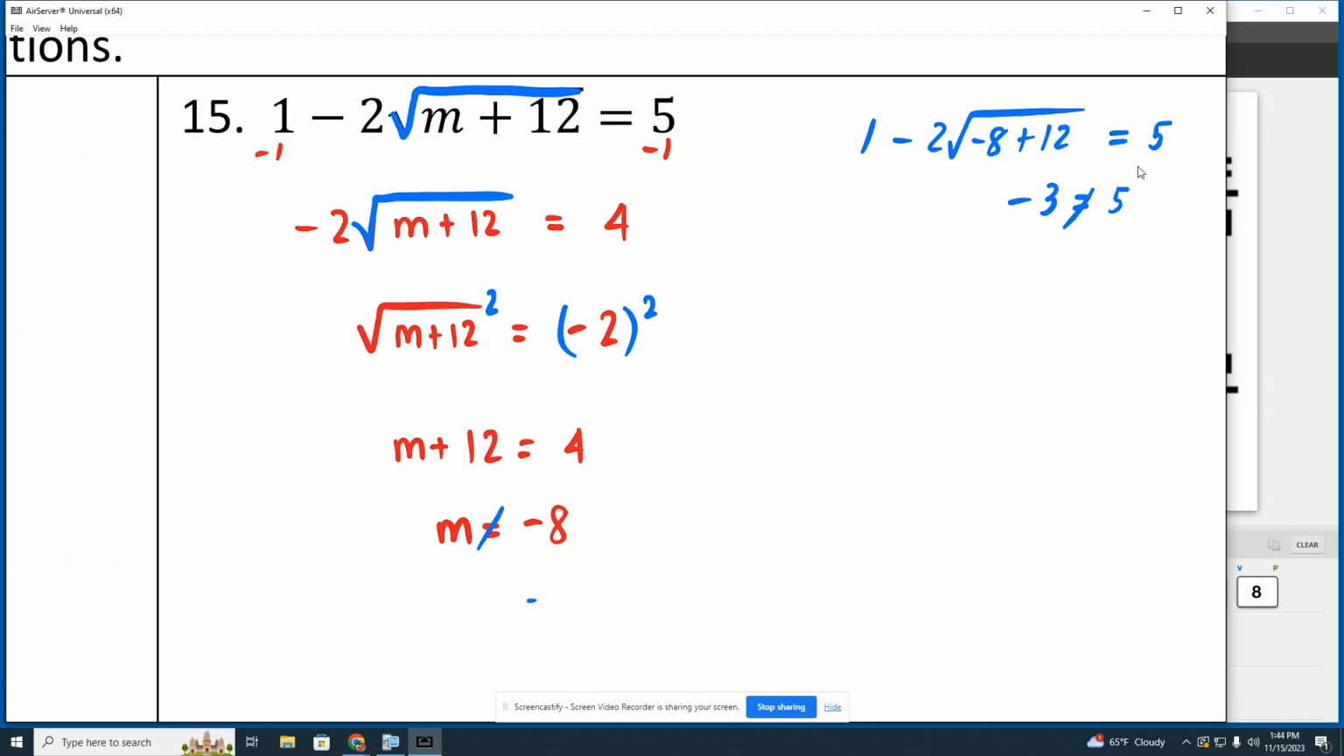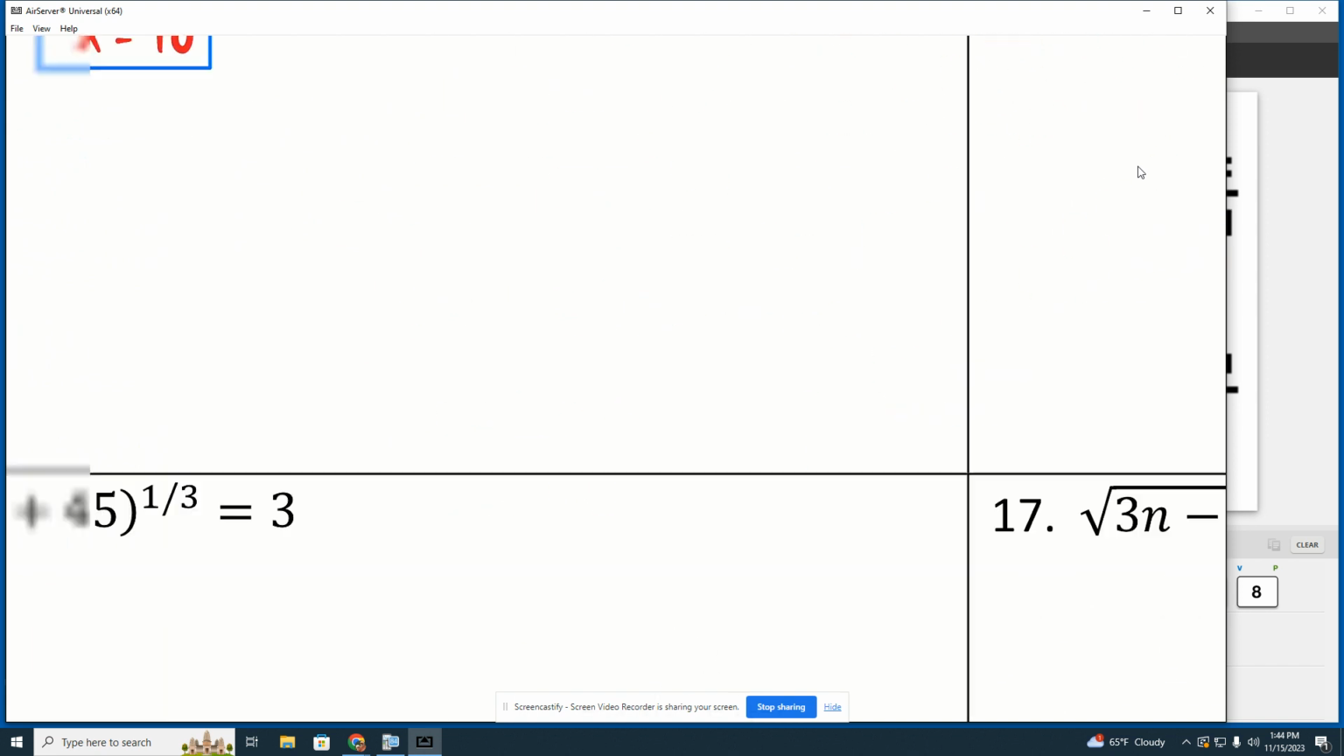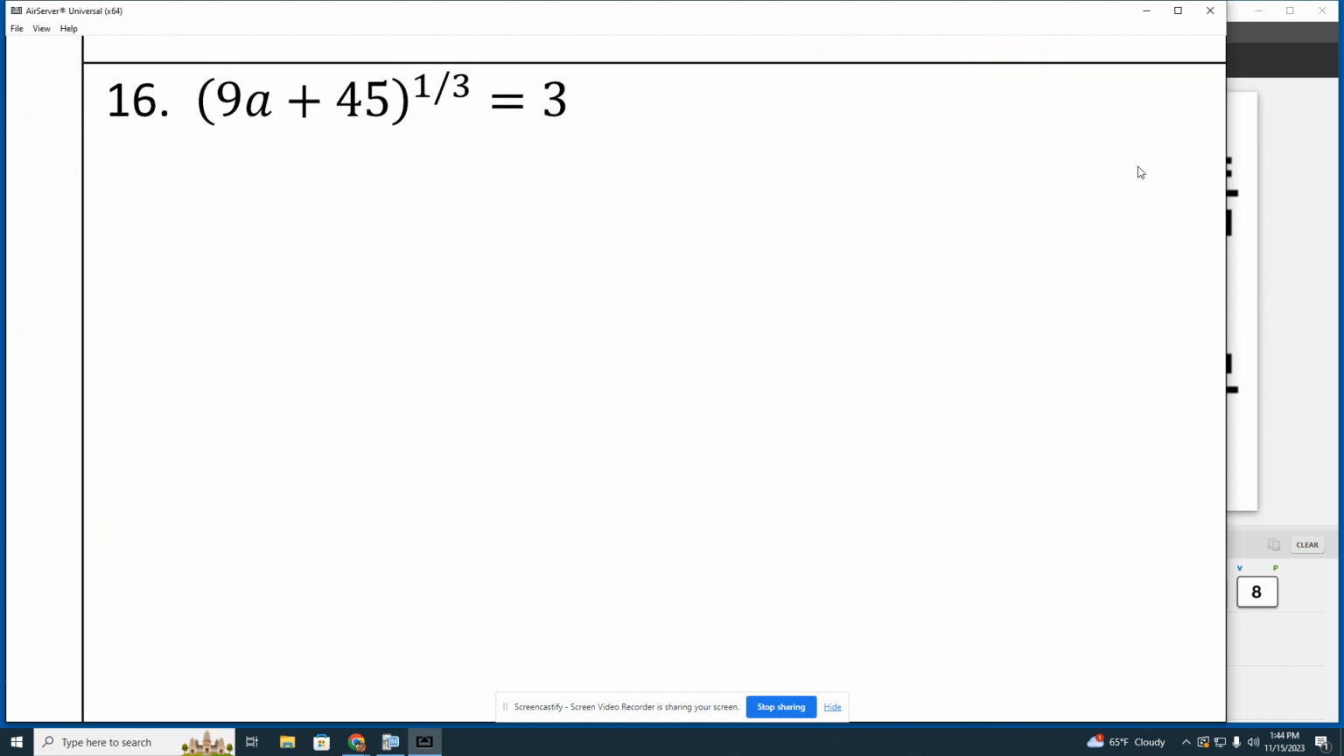So this is what we call extraneous. We did everything right, but it just doesn't work. It's extraneous. Okay? All right, moving along to number 16. I don't care that this is written as a fractional exponent and you leave it this way. I don't care if you choose to say, hey, that denominator is 3, so I'm going to change this to the cube root of 9a plus 45, and then that equals 3. It doesn't matter, okay? It's your call.